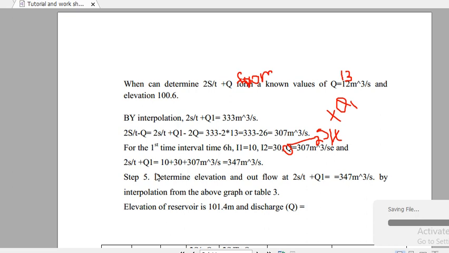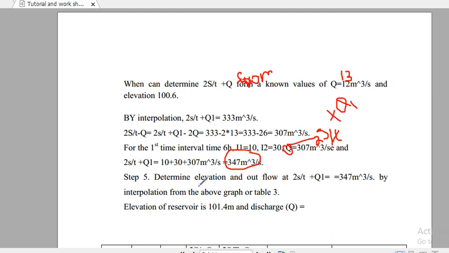So 2S2 over Δt plus Q2 is equal to what? How much? It is 347 meter cube per second. It is the value used to determine the elevation and discharge at 6 hour, that is, the elevation at the 6 hour.